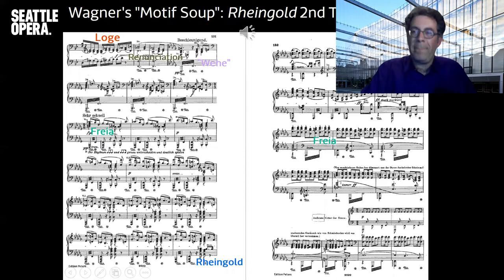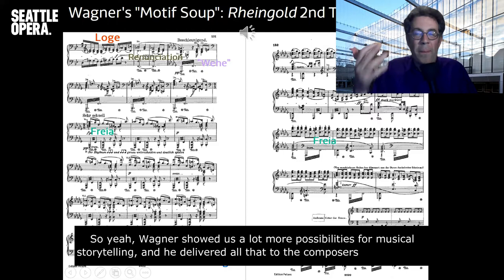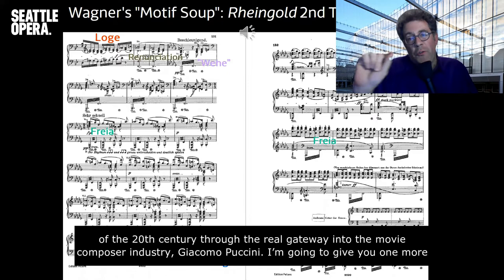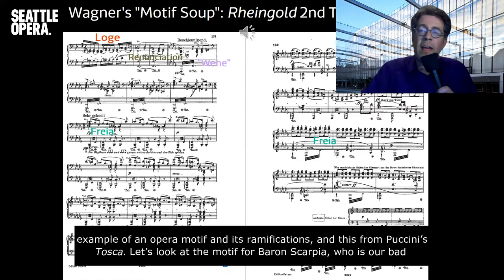So yeah, Wagner changed things. He showed us a lot more possibilities for musical storytelling, and he delivered all that to the composers of the 20th century. The real gateway into the movie composer industry was Giacomo Puccini. So I'm going to give you one more example of an opera motif and its ramifications, and this is from Puccini's Tosca.